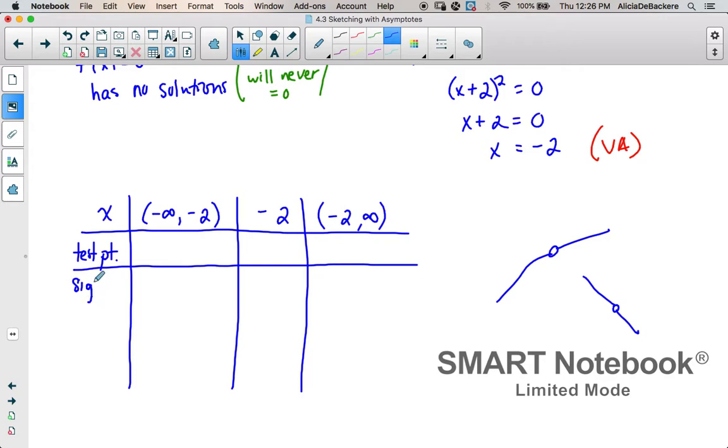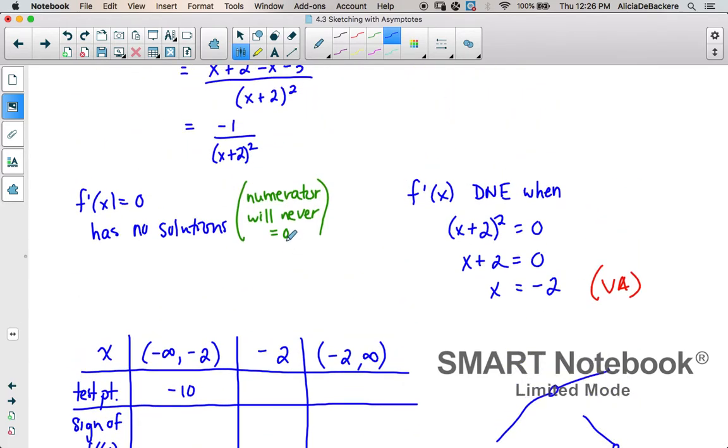So here I actually don't need to know the value. I just want to know the sign of the first derivative. And then we can talk about the behavior of f of x. So I'm going to pick some value less than -2. I'm going to pick -10, but you could pick -3 or -1,000, whatever you like.